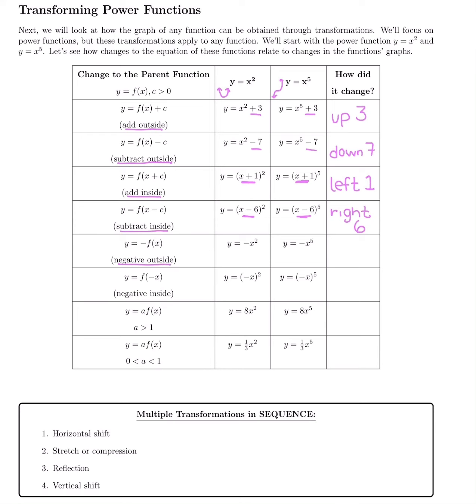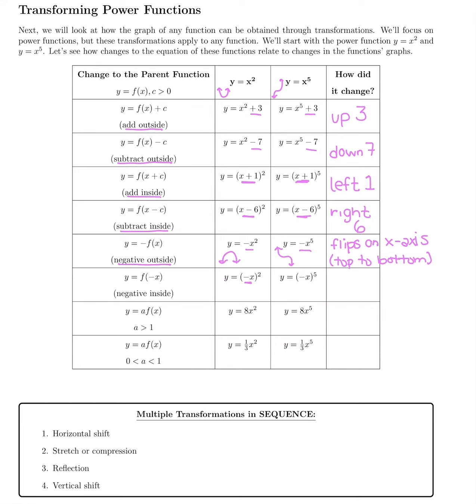A negative outside, if you have a negative out front of the x squared, or a negative out front of the x to the fifth. We've seen this before. Having a negative coefficient flips it on the x-axis, from the top to bottom, or bottom to top. This would make it a negative x squared and a negative x to the fifth. It would flip it upside down on the x-axis.